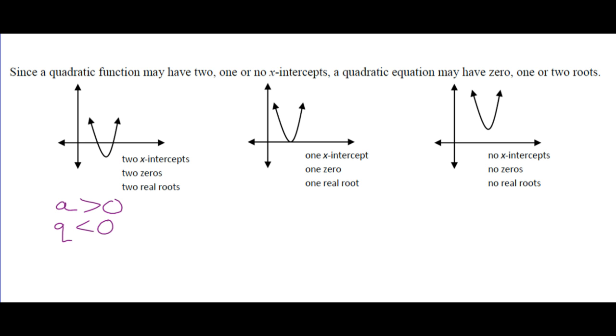Okay, in this one, the a value is positive. Q is 0. So we open up, now we could open down, right? This wouldn't matter, right? If Q is 0, then you're not moved up or down. There may be a left or right movement, but there will be 1 x-intercept, right? And here, a is greater than 0 and Q is greater than 0.